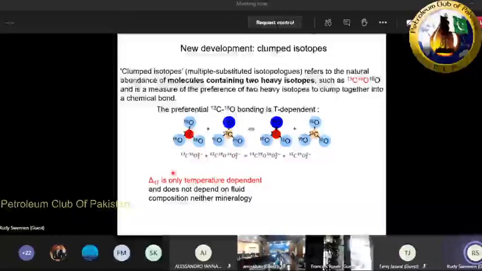I will come now to these new developments. One of these new developments is clumped isotopes.